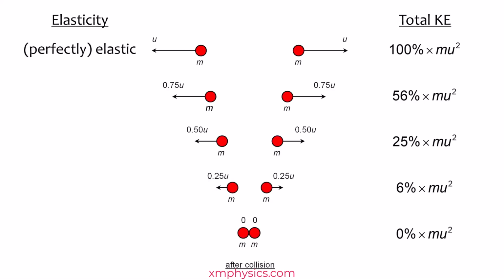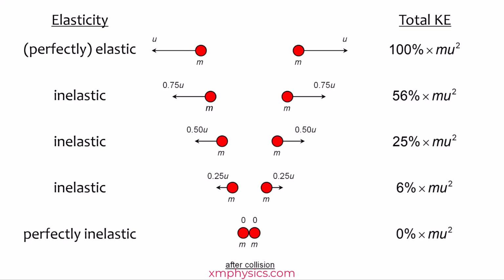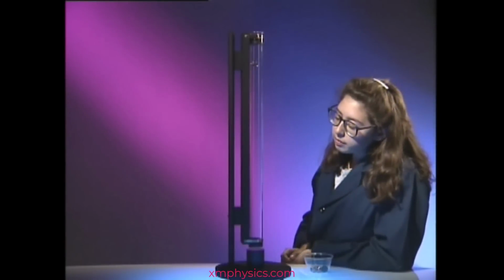An elastic collision is one that retains 100% of the total KE. An inelastic collision is one that loses a fraction of the KE into other forms after the collision. A completely inelastic collision is one that retains the least possible amount of KE after the collision. Some balls are just bouncier than others.